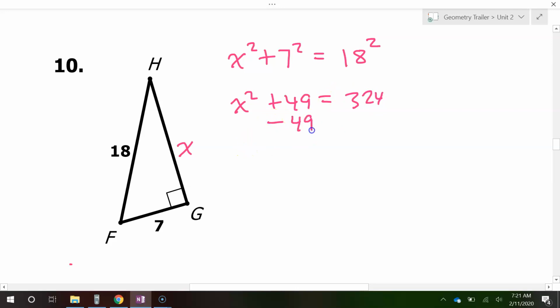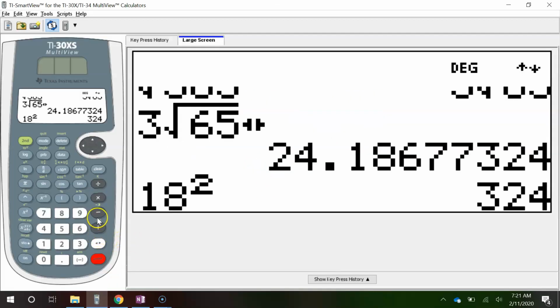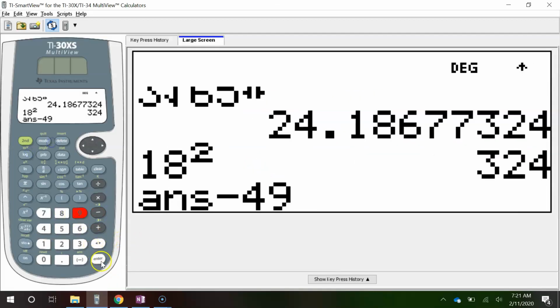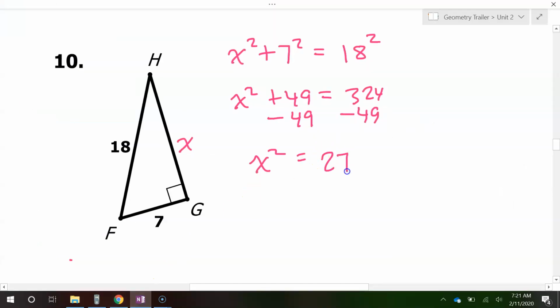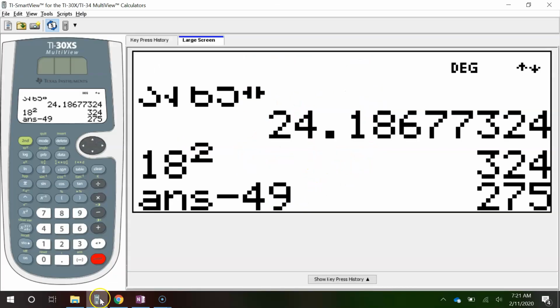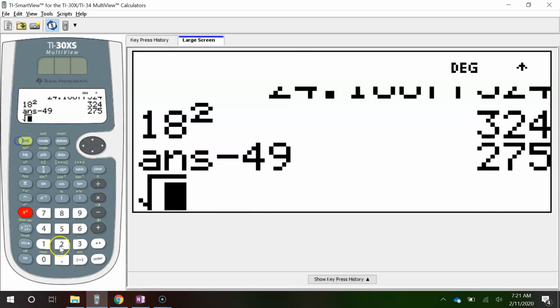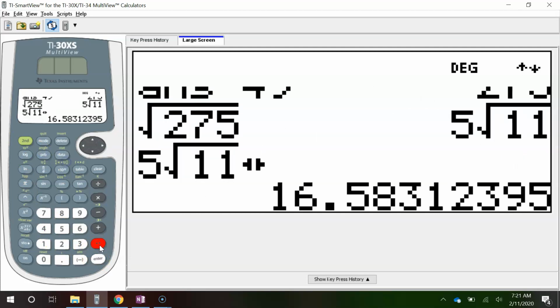So subtracting 49 from both sides, so I will have x squared equals 275. And then you take the square root of both sides. So that's going to be 16.583.